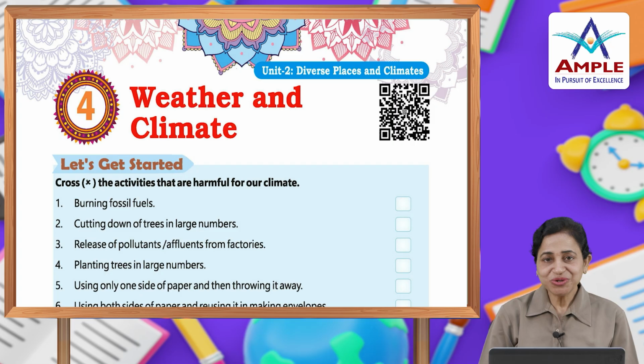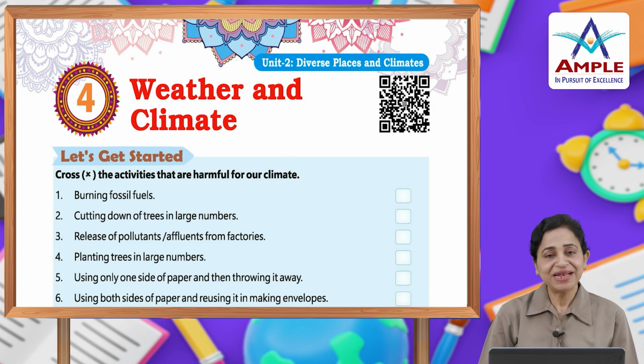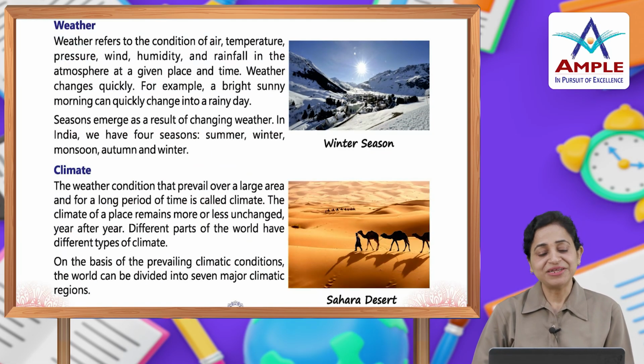So let's start the new topic: weather and climate. Let's get started. Cross the activities that are harmful for our climate. तो चेक कीजिए कौन सी एक्टिविटी हमारे क्लाइमेट के लिए हार्मफुल है. एंड वेदर. तो आज बात करेंगे हम क्लाइमेट और वेदर की.